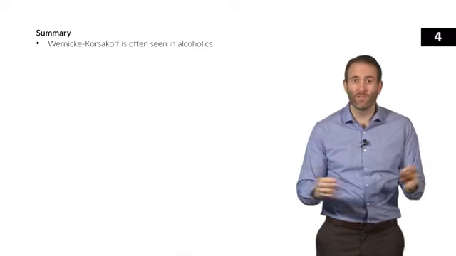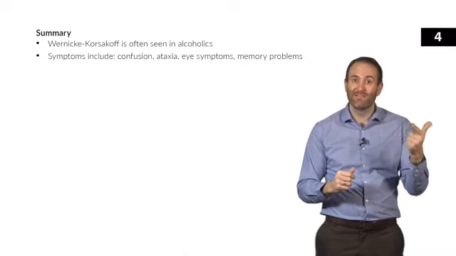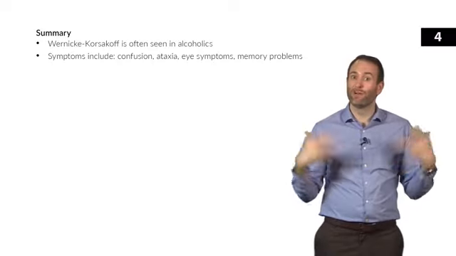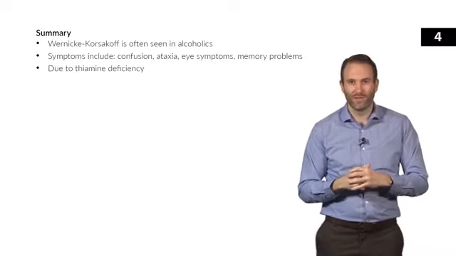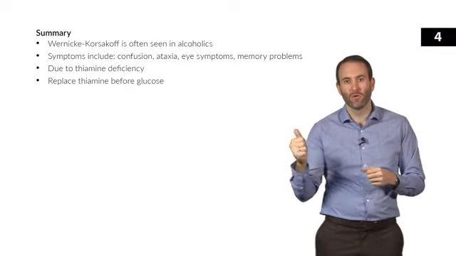Okay, so in summary, Wernicke-Korsakoff, often seen in alcoholics. Patients will be confused, ataxic, have nystagmus, ophthalmoplegia. They'll have memory problems. They'll also make a bunch of stuff up. So this is due to that severe thiamine or B1 deficiency. Glucose will make them worse. Therefore, always give thiamine before glucose.